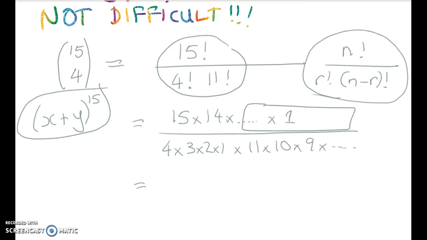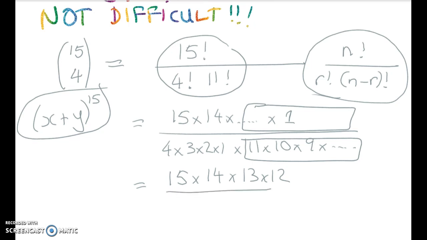This bit up here matches this bit down there, right? So included in 15 factorial is 11 factorial. So we're left with this, 15 times 14 times 13 times 12 over 4 times 3 times 2 times 1.